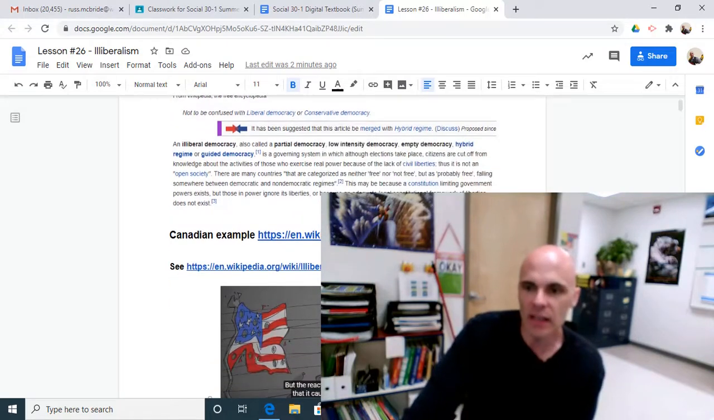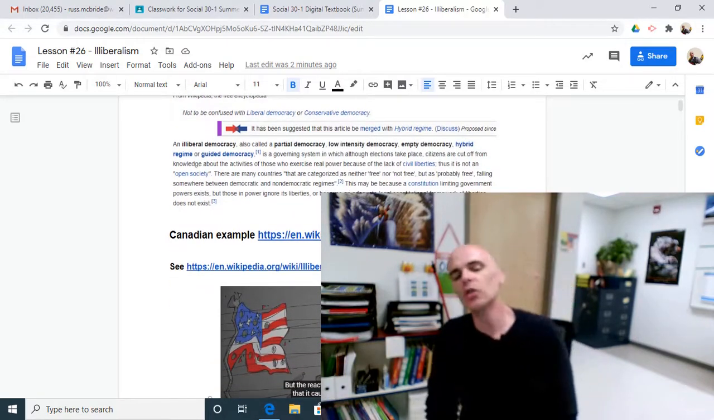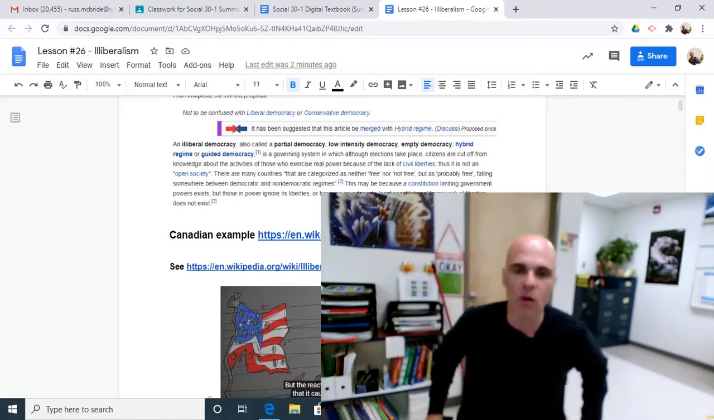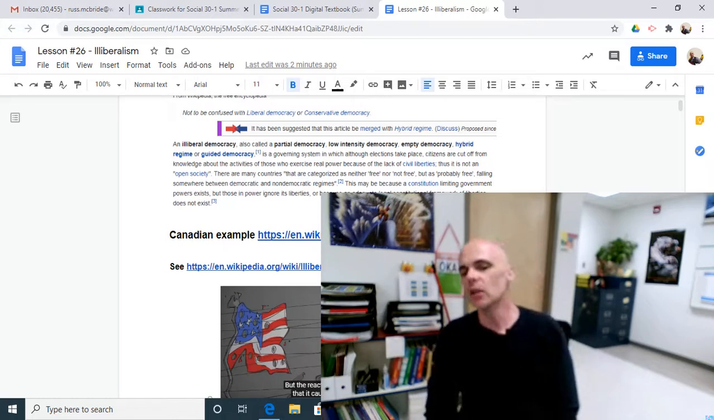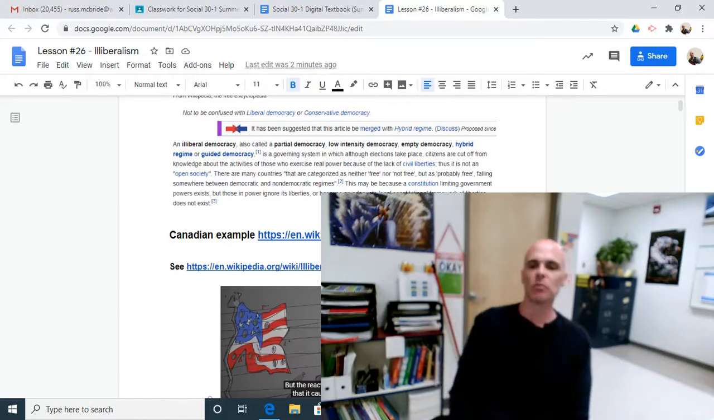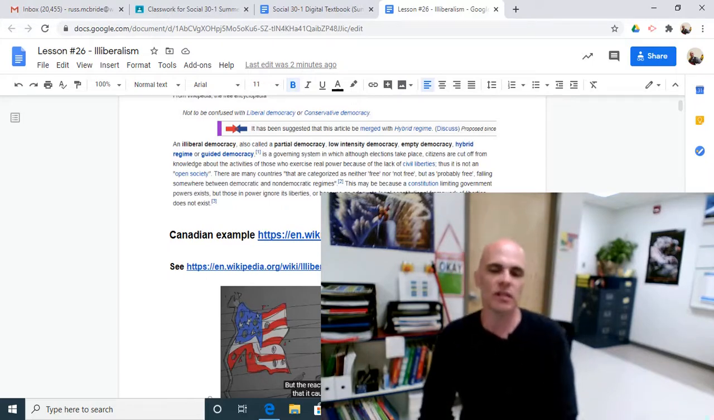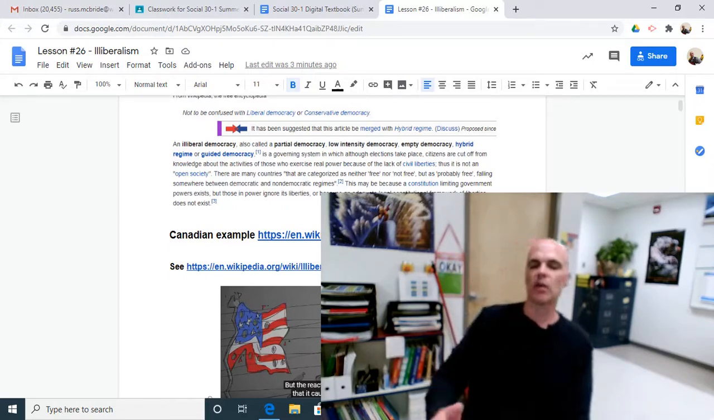We have a Canadian example of illiberalism, including the internment of Japanese Canadians during World War II, Ukrainian Canadians during World War I. We can look at Canadian illiberalism with many of the relationships established under the Indian Act, including residential schools. We can look at U.S. illiberalism by looking at the USA Patriot Act. We can look at U.S. illiberalism by looking at their experiences with Japanese Canadians as well.